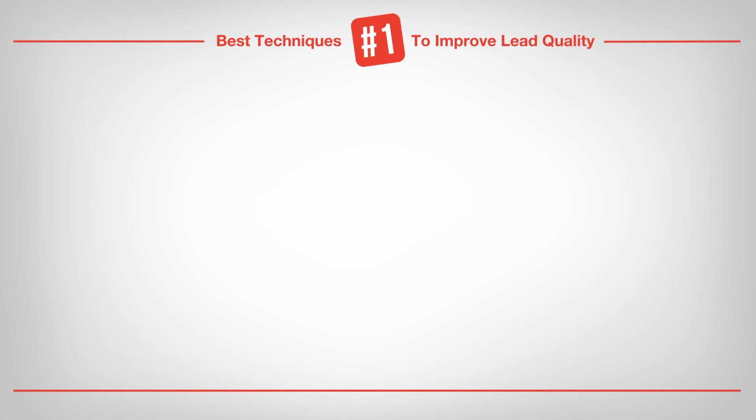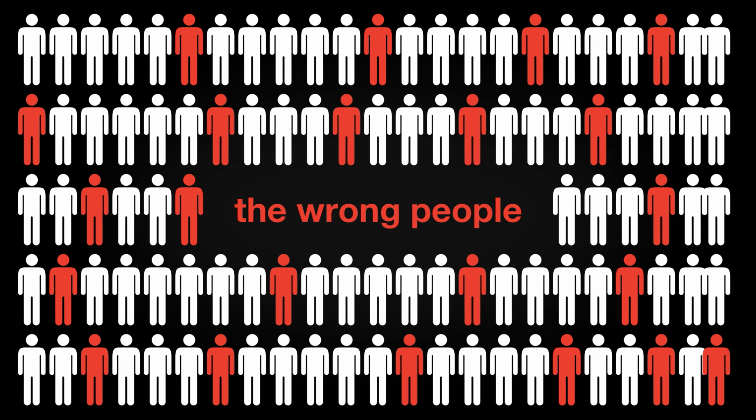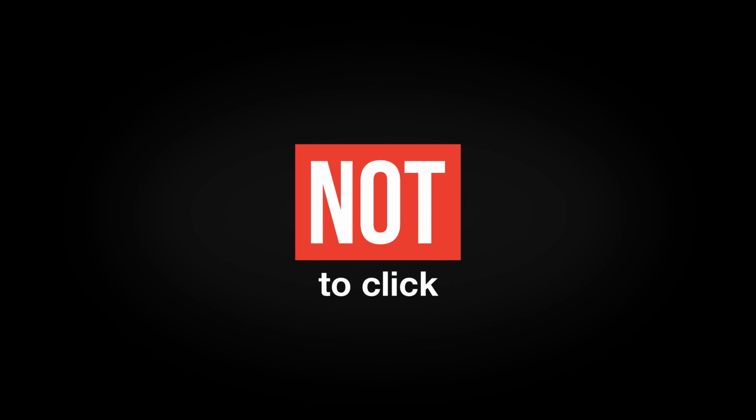Technique number one is selective ad copy. Now, we normally write our ad copy to try and convince people to click, try and get as many people to click as possible, get the highest click-through rate. It's going to help with quality score, etc., etc. But if you are seeing lead quality issues, one of the things you can do instead is write your ad copy to convince the wrong people not to click. So how do you do that, right?